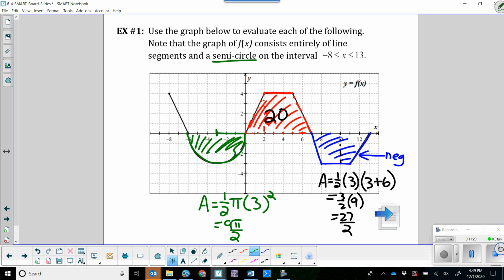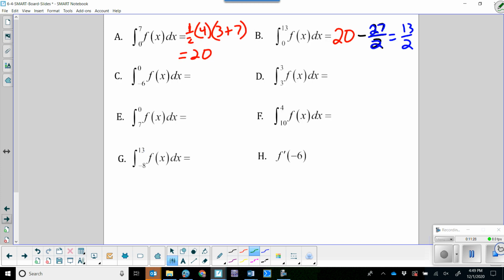Now, what's the other thing we have to remember? Well, we have to remember that this is, again, negative because it's underneath. So that means my answer is negative 9 pi over 2. Okay? All right, let's look at D.